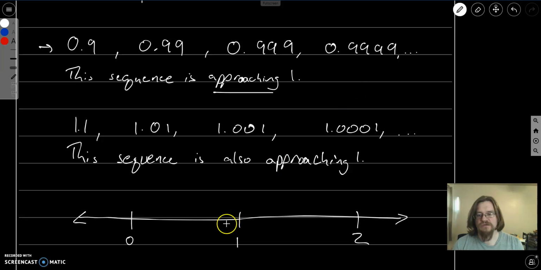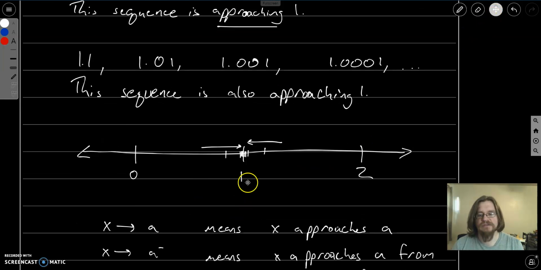So for instance, this top sequence, we're starting at 0.9, which would be about here on our number line, and then 0.99, 0.999, and you can see that we're getting closer and closer to 1 from the left-hand side. This bottom sequence, on the other hand, we're starting at 1.1, maybe about right there, and then 1.01, 1.001, 1.0001, and again, we're starting from the right-hand side, and we're getting closer and closer to 1. So these sequences are approaching 1, but from opposite sides.